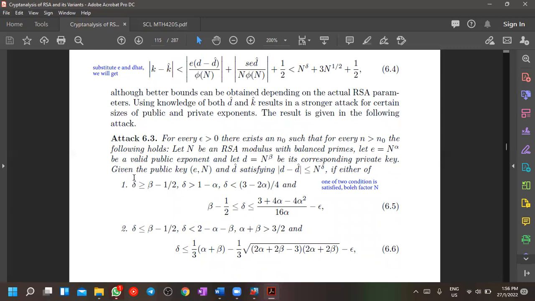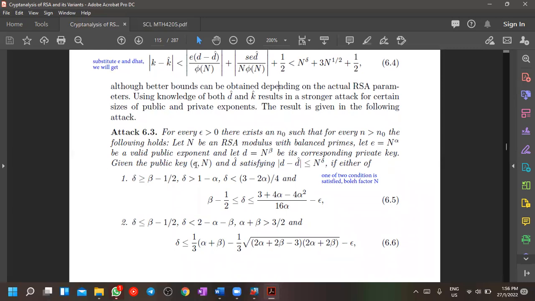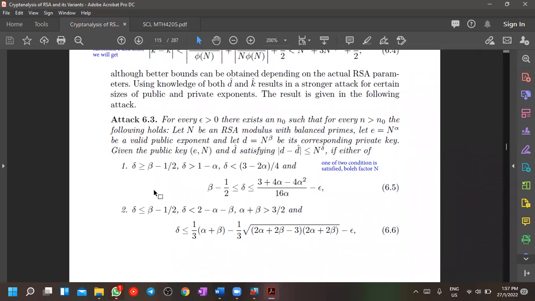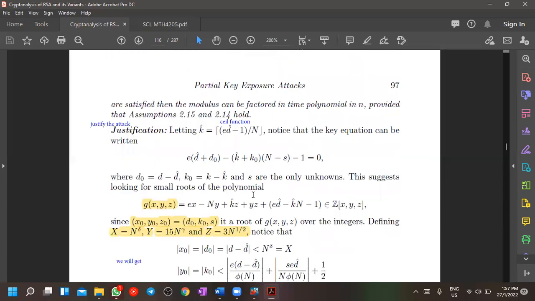And then given the public key e and n and d hat satisfying this condition, if either of these two cases, so if one of the two conditions is satisfied, then we can factor n. One of these two, condition 6.5 and condition 6.6, then we can factor n.